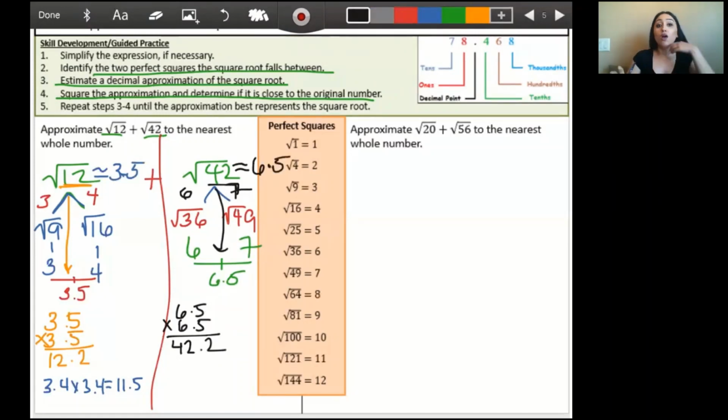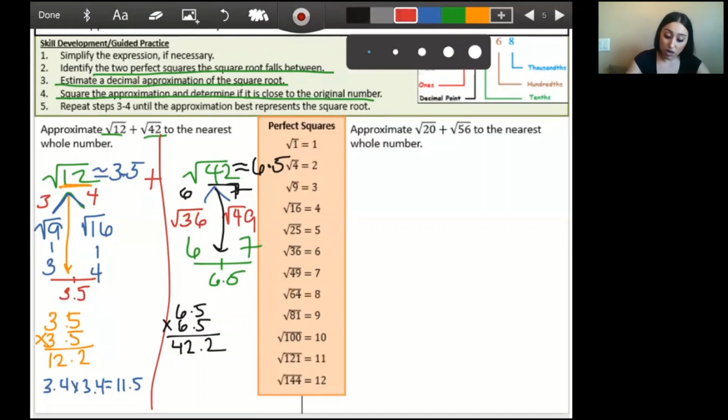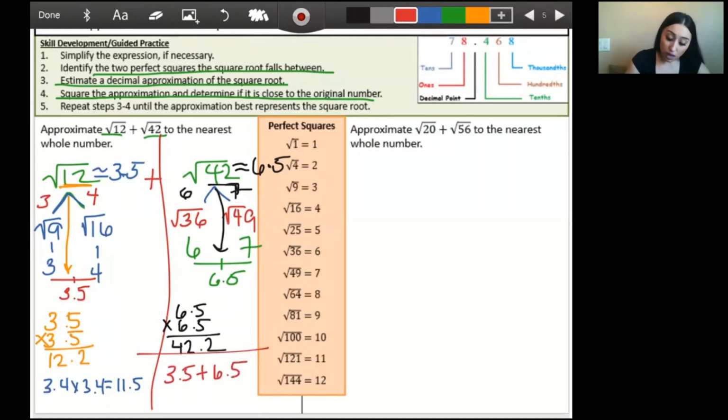Right, ladies and gentlemen, we've done both parts. I have 3.5 plus 6.5, and I'm going to show you the work now that we've done the approximations. So 3.5 plus 6.5 leaves me with a total of 10. So I know that the square root of 12 plus the square root of 42, rounded to the nearest whole number, is about 10. I'm going to draw this in black so you guys can see.